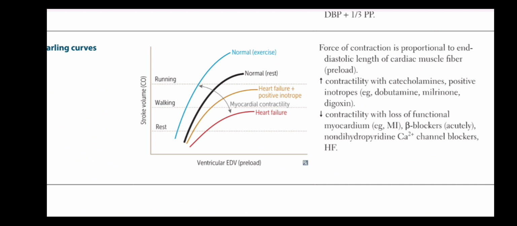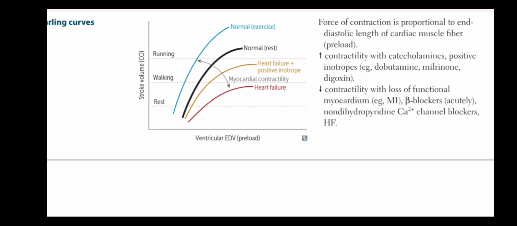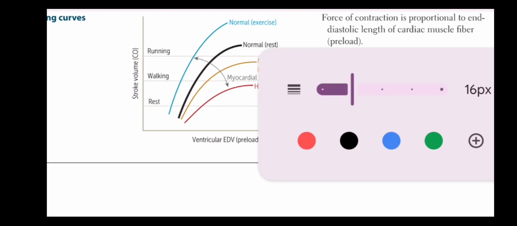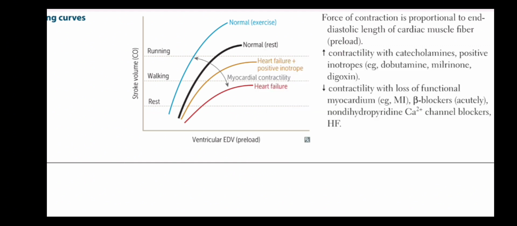Then we have Starling curves. The force of contraction is proportional to the end diastolic length of cardiac muscle fiber, that is preload. So as the preload increases, the force of contraction increases and the stroke volume increases. Contractility is increased via catecholamines and positive inotropes such as dopamine and digoxin. These all increase the contractility. The contractility is decreased due to loss of any functionality of the myocardium, such as myocardial infarction, beta blockers, or calcium channel blockers.